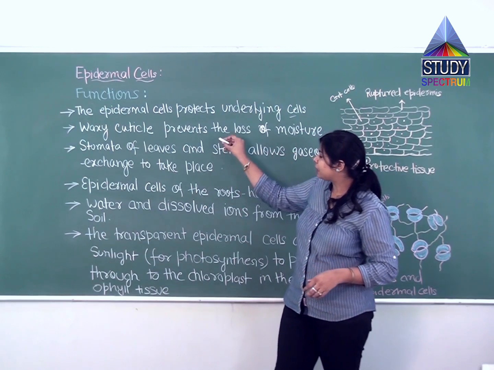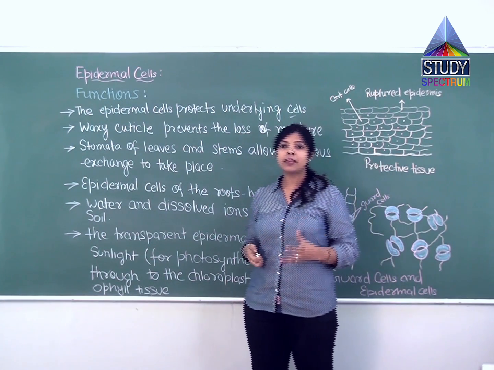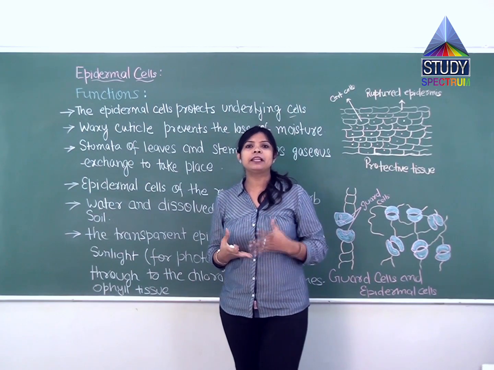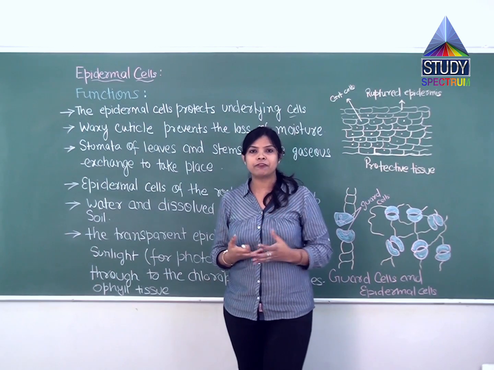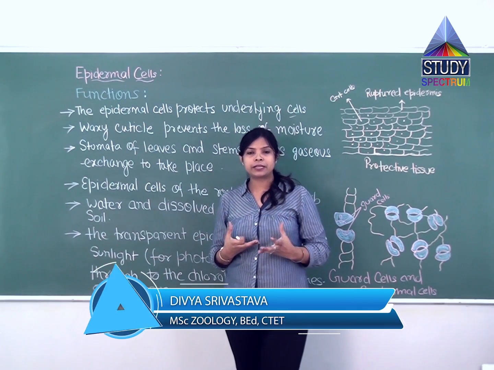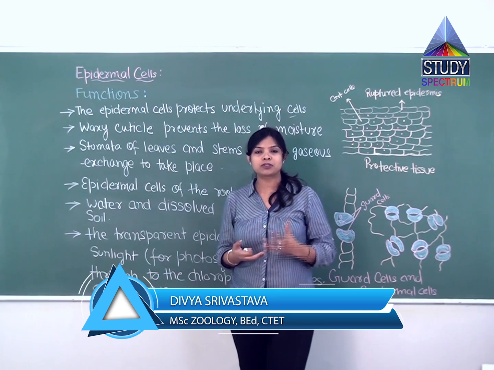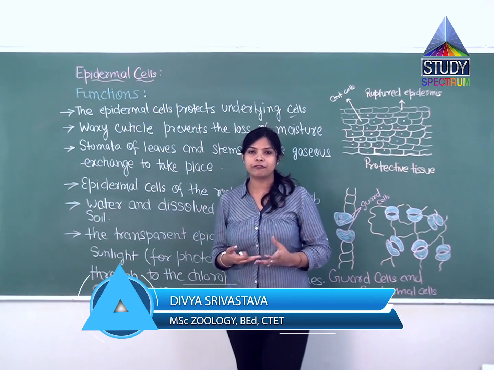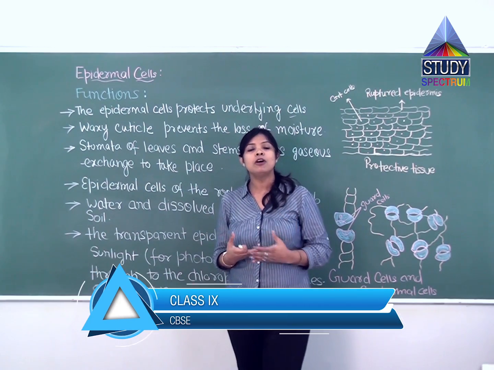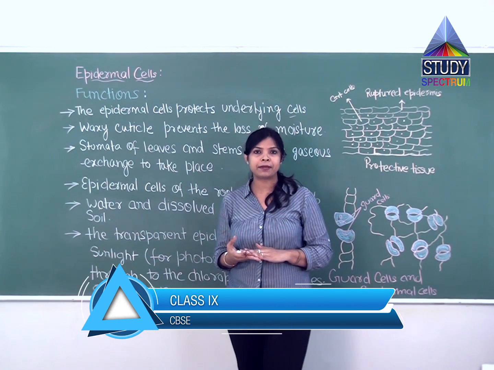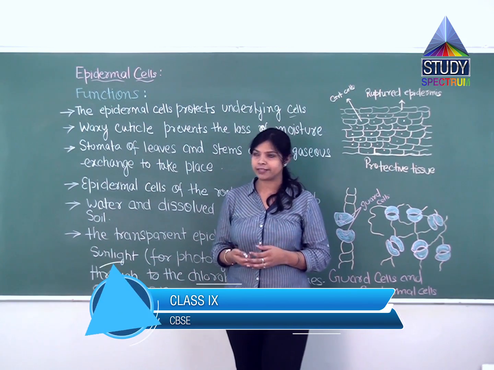Next, the waxy cuticle prevents the loss of moisture. Earlier we discussed that the cuticle secretes cutin. It has a waxy appearance, which protects the plant from various diseases. It also protects the plant from loss of moisture or water, because of which transpiration cannot take place very fast.